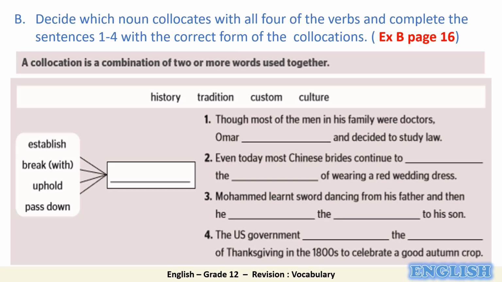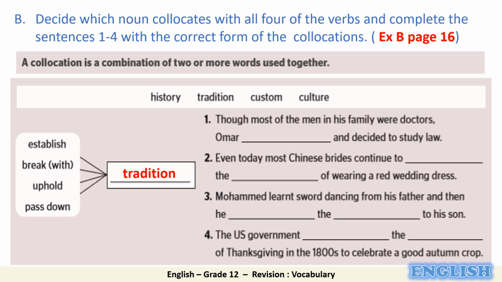Now let's start with our first activity. We will look at the words in the box, then decide which of these words collocates with all of the four verbs. The words are history, tradition, custom, and culture. Let's have a look at the verbs: establish, break with, uphold, and pass down. So the word that collocates with these verbs is tradition. Very good.